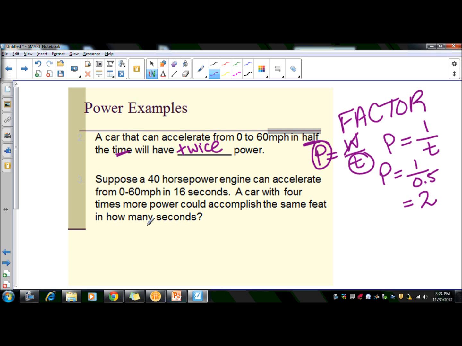Suppose a 40 horsepower engine can accelerate from 0 to 60 in 16 seconds. A car with 4 times more power could accomplish it in how many seconds? So even though there's a number here with units, we're still saying 4 times the power. So it's a change in power, still a factor problem. So let's use a different color.